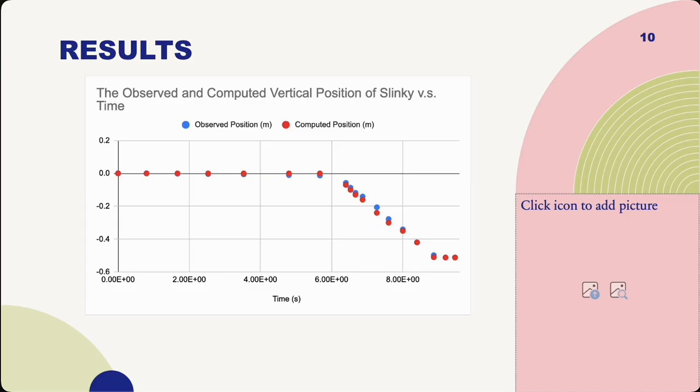And as you can see, plotted in the red and the blue, the computed position generated by tracker very closely mirrors that of the observed position, which generally is a good sign and points towards a successful lab.